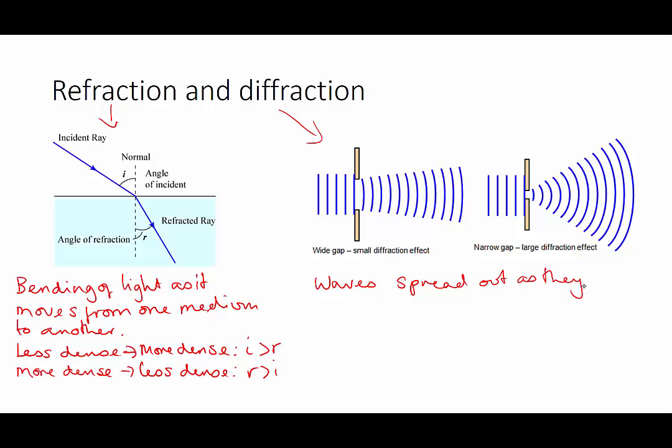And for the optimum amount of diffraction, we want the size of the gap to be similar to the wavelength of the wave. That's what's going to cause the greatest bending. So you can see there on the right hand part of the diagram, the narrow gap, which is closer to the wavelength of that wave, is producing much greater diffraction. The wave is spreading out more.